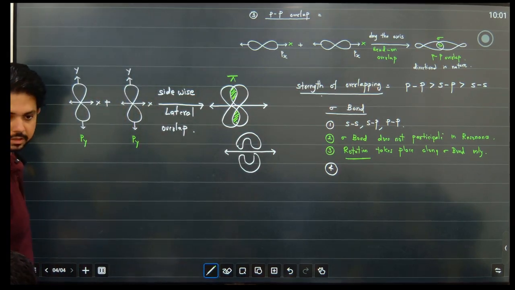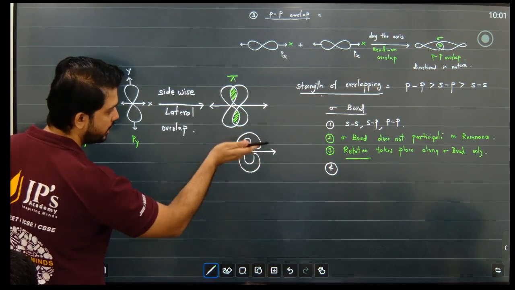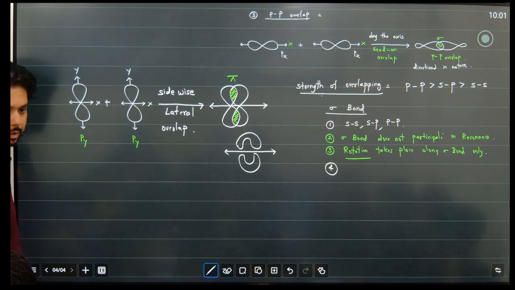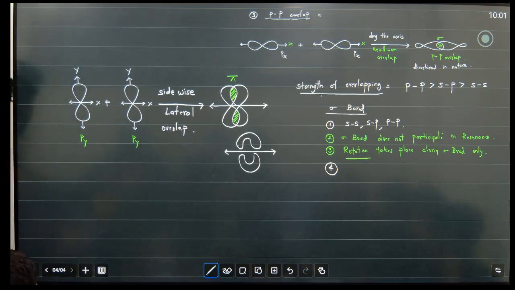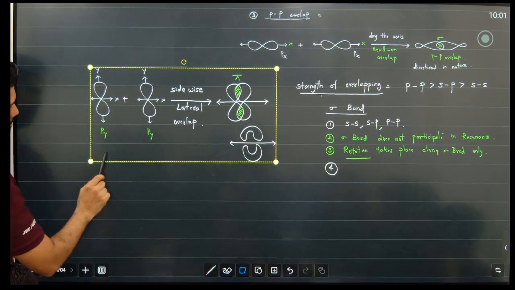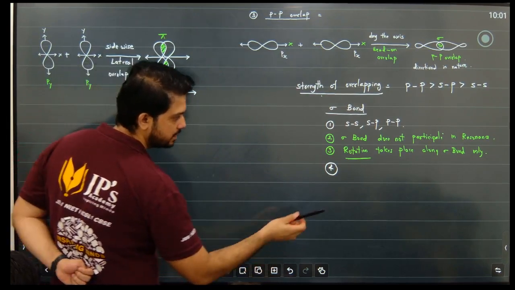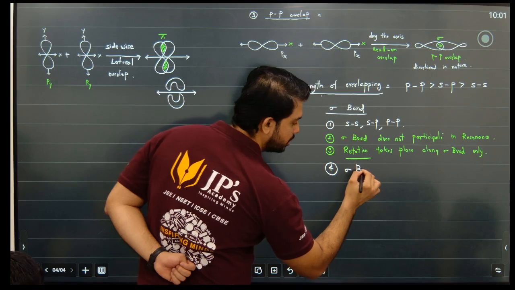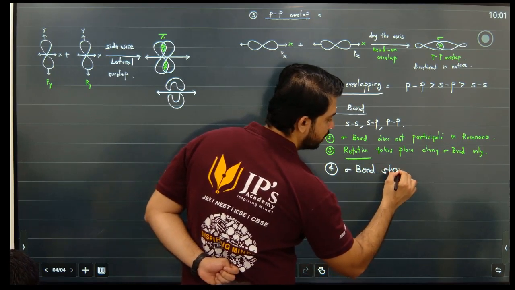I repeat, the electron can be present above the axis or it can be present below the axis. So sidewise or lateral overlapping results in the formation of what is called a pi bond. Now since the extent of overlapping is less, a sigma bond is stronger than a pi bond.